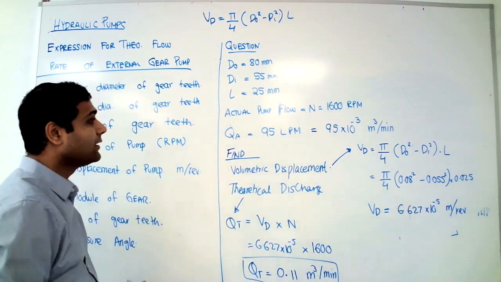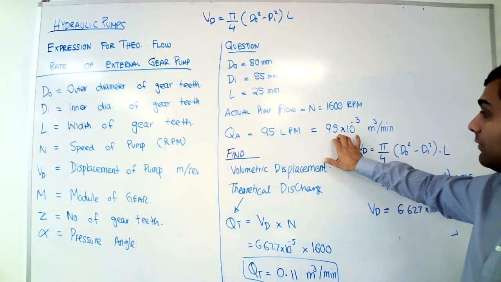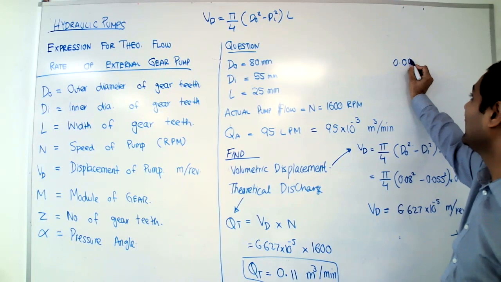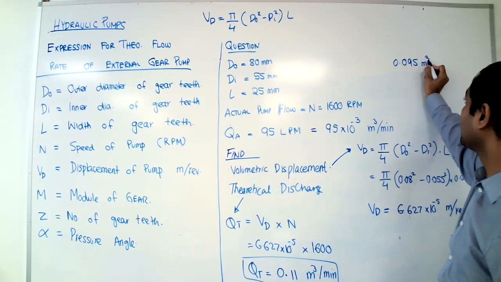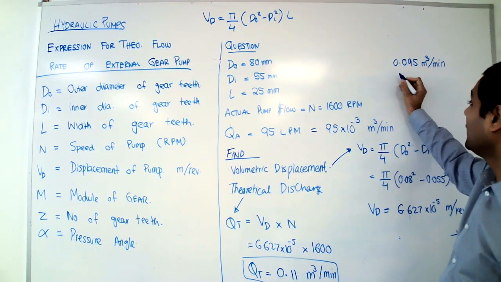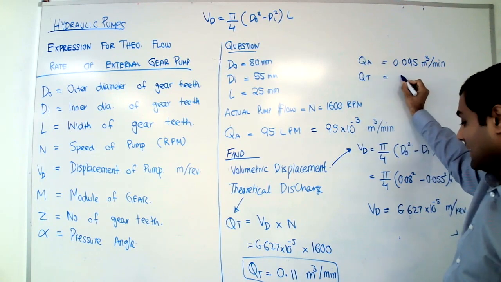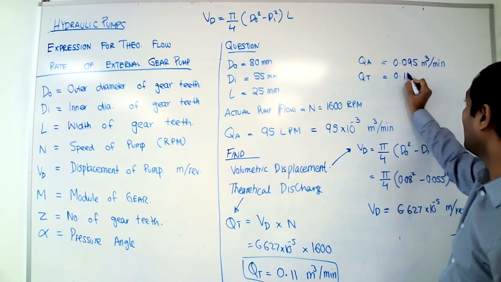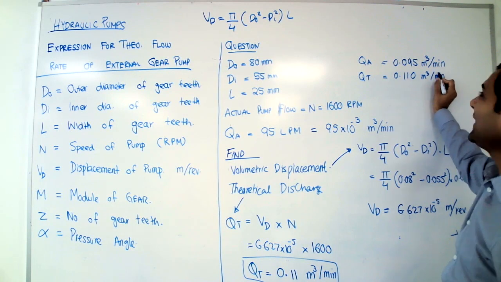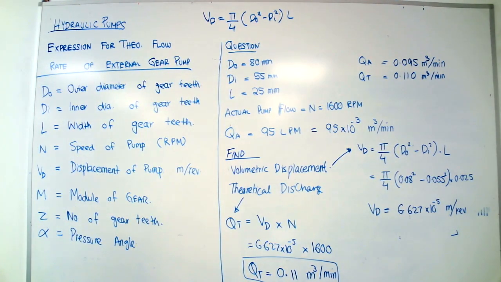If you have a look at the actual flow rate, if you convert that one, it's going to be 0.095 meters cube per minute. And the theoretical QT is going to be 0.11 meter cubes per minute. So the theoretical one is a little bit bigger than the other one. In theory, that's what it should do, but in real life, it's not doing that.